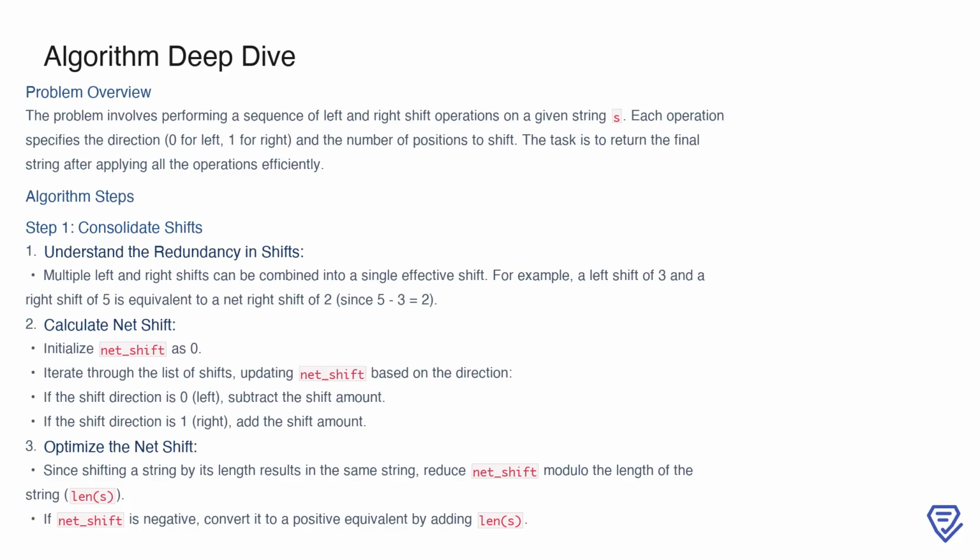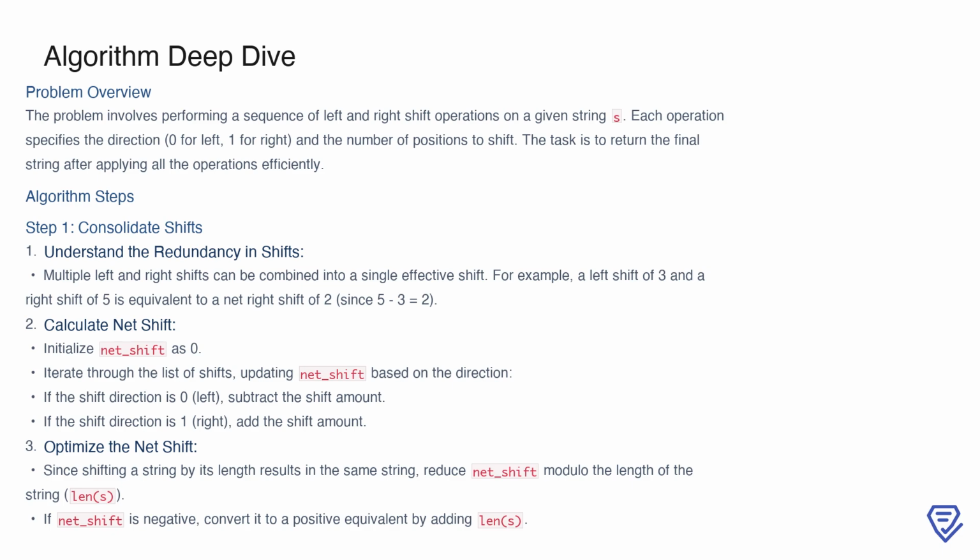Each operation specifies a direction, where 0 indicates a left shift and 1 indicates a right shift, along with the number of positions to shift. The challenge is to determine the final string after all these operations, but we want to do this efficiently without applying each shift individually. To start, we can consolidate all the shifts into a single effective shift.